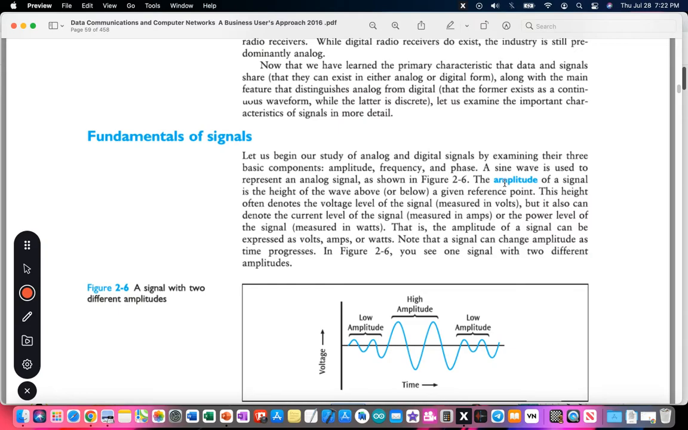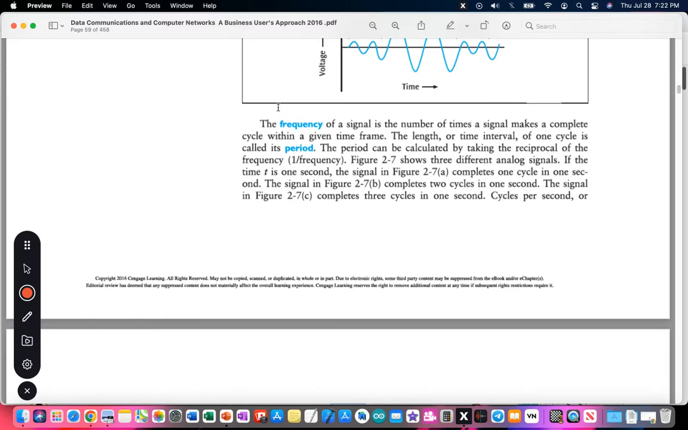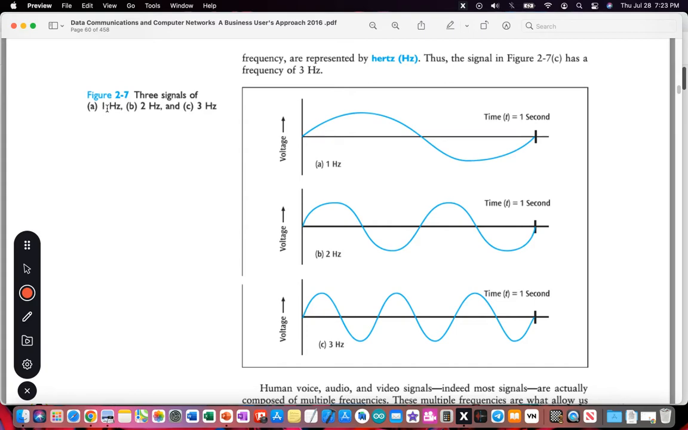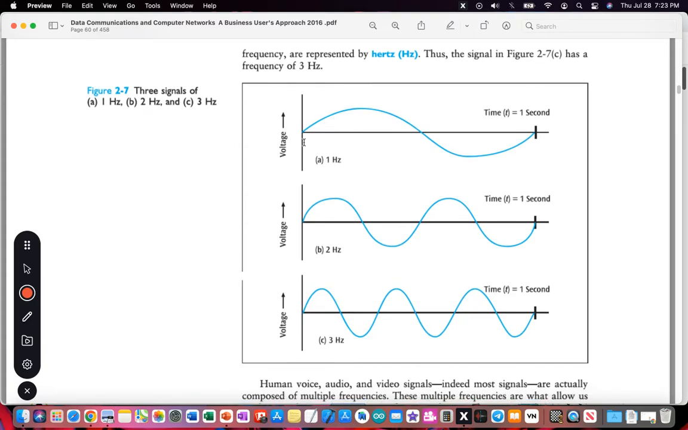Fundamentals of signals. The amplitude. A signal with two different amplitudes. Amplitude is the height of the wave above or below a given reference point. Frequency. What is the period? The length or time interval of one cycle is called its period. Three signals of 1 hertz, 2 hertz, and 3 hertz. You're seeing 1 hertz: it's one full wavelength in a second.